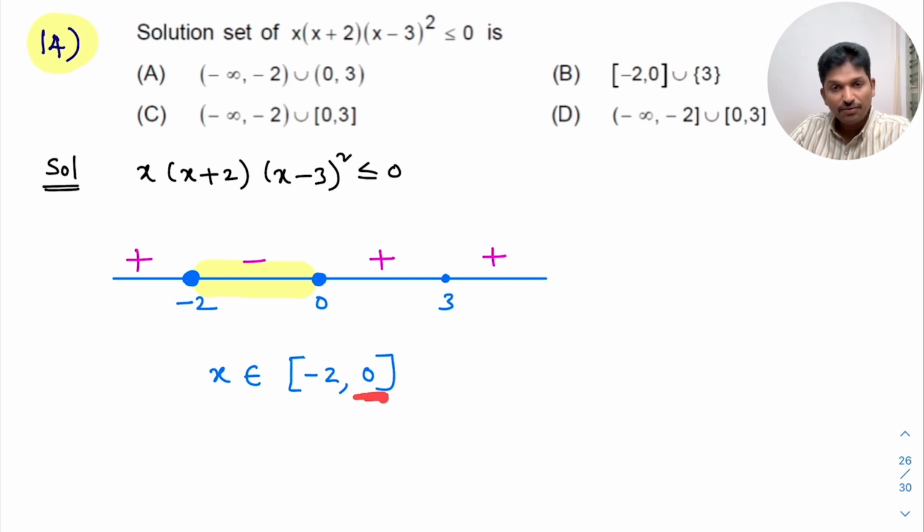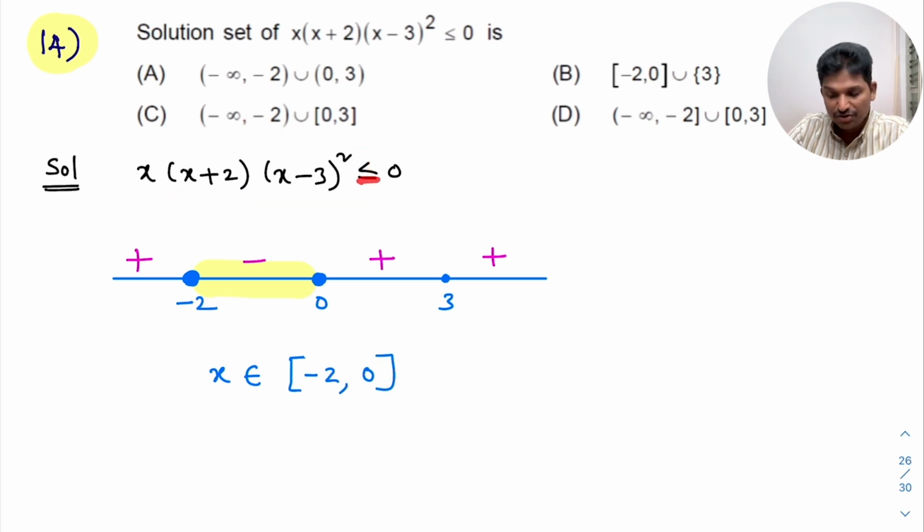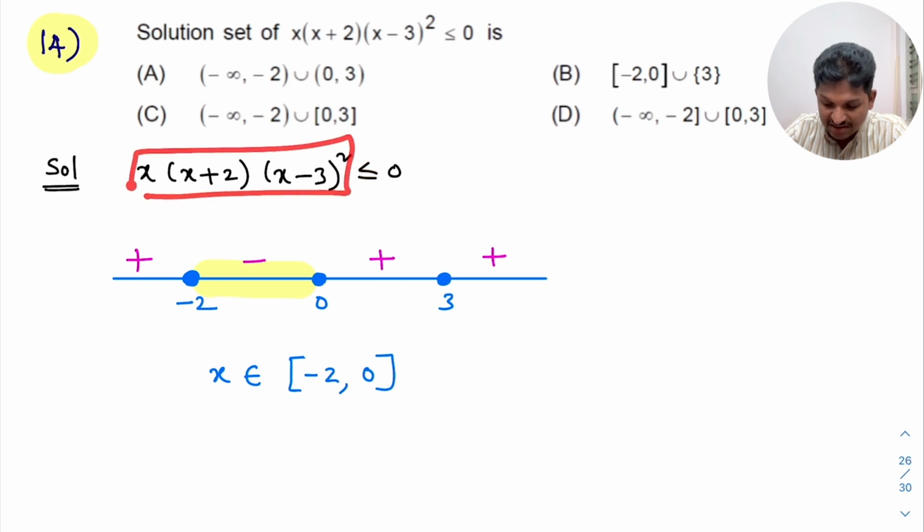Here 0 is a part of the solution. In place of x, if you write 0, this whole thing will become 0. Here equal to 0 is there, na? That condition holds good. Here you cannot miss this 3. You cannot miss this 3. Why? Because here less than or equal to 0, this expression is equal to 0 also okay.